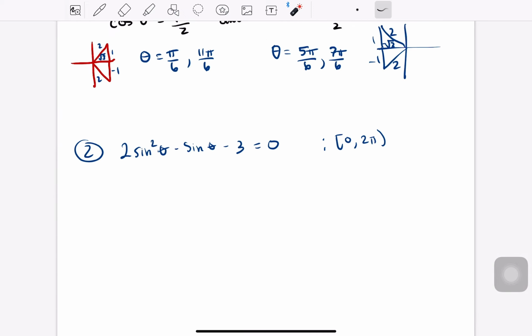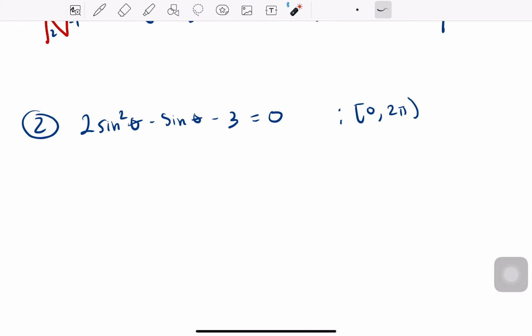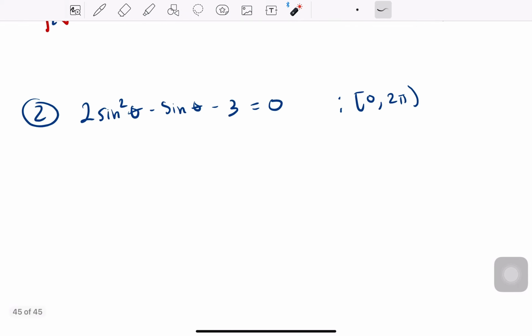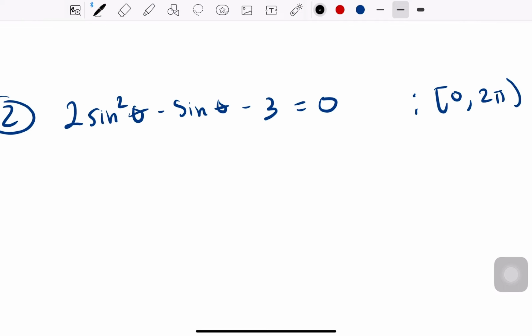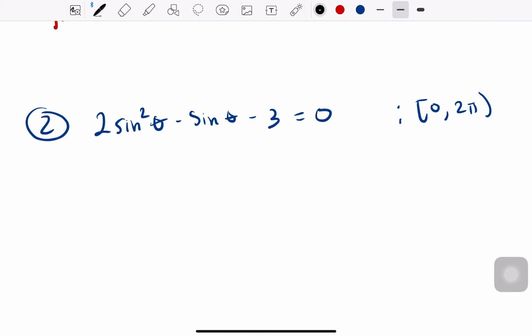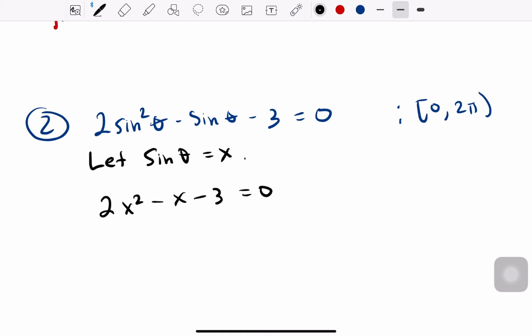This one, if you may have had some experience with this, it really should remind you of a quadratic equation, right? And in order for us to really see that, when we see this type of equation, the best thing to do is let sine theta equal x, right? And then just rewrite. If that is true, then we have 2, not sine squared theta, but rather x squared, okay? Minus x minus 3, and that equals 0.